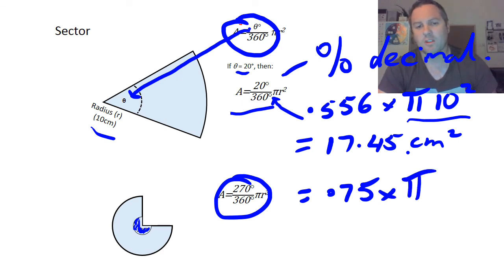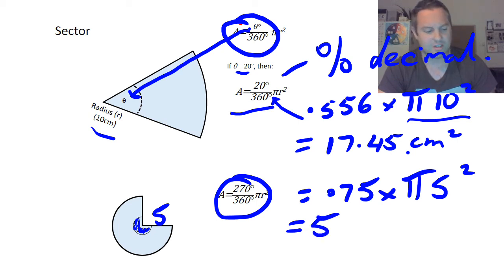Now I'm going to make this radius 5, just for something different. So in here we're going to have 5 squared. Now we know this is 25. So you're expecting pi times 25 to be roughly 75, a little bit over, maybe 78. So you put 0.75 times this pi r squared into the calculator, and you press equals and you're going to get your answer, which is going to be 58.9.